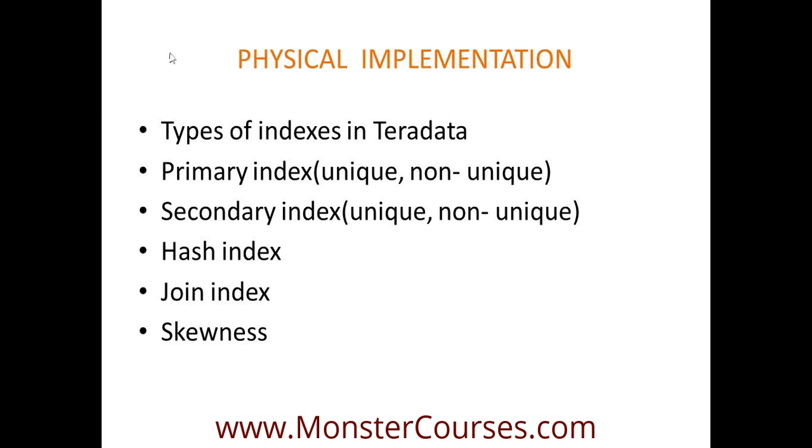Okay, got it. And secondary indexes, if you want, you can define to optimize the query. So different types of secondary indexes, primary indexes, hash, join indexes that we discussed. This all comes under physical implementation. Physical implementation in the sense of LDM process: how you define the table, why you need to define primary index, secondary index, join indexes, in which situation.